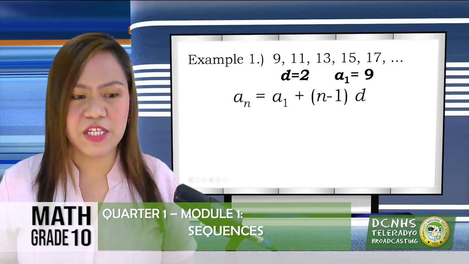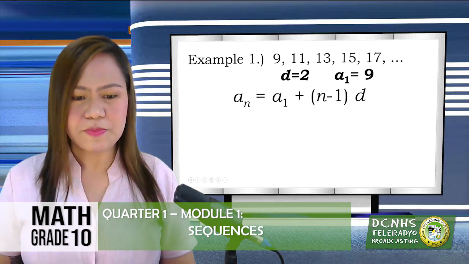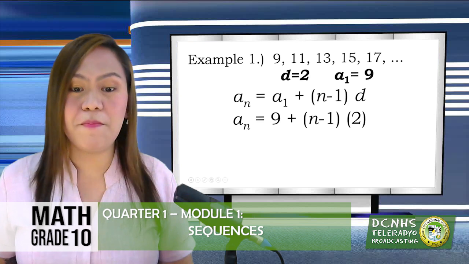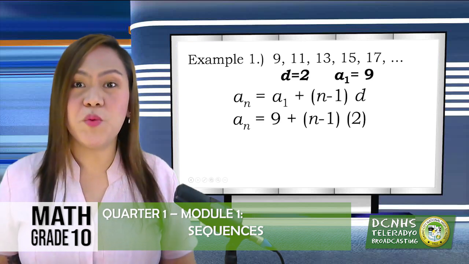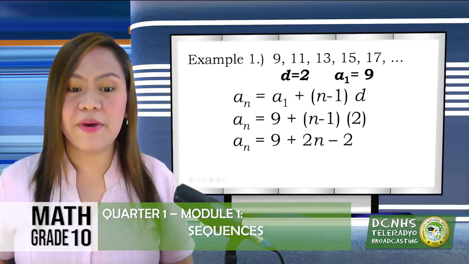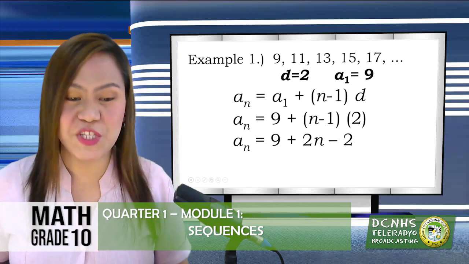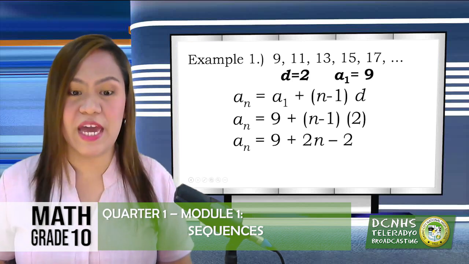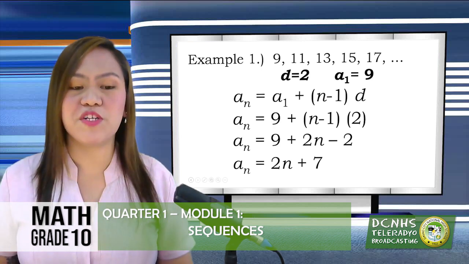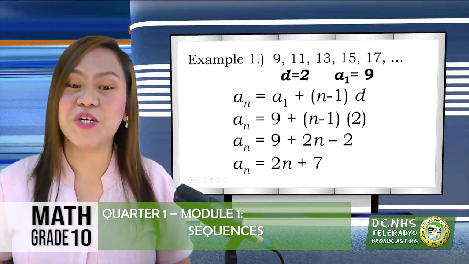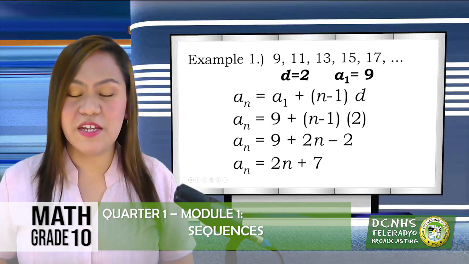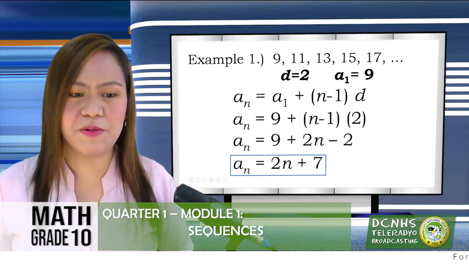So we substitute the values of a sub 1 and d. a sub n is equal to 9 plus the quantity of n minus 1 times 2. Then we simplify. a sub n is equal to 9 plus 2n minus 2. And we arrive at the final answer of a sub n is equal to 2n plus 7. Therefore, the nth term or general term of our sequence 9, 11, 13, 15, 17, and so on is a sub n is equal to 2n plus 7.